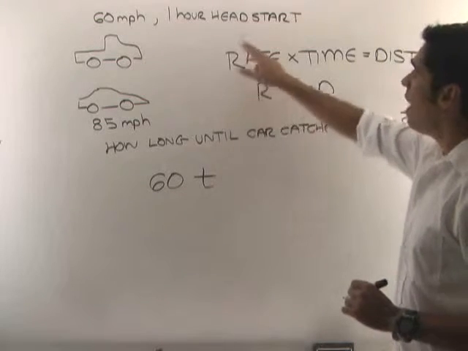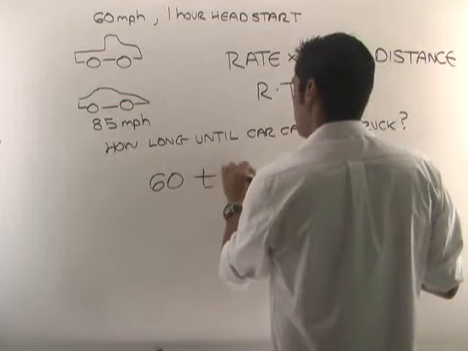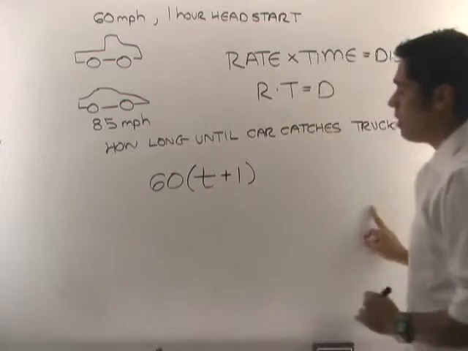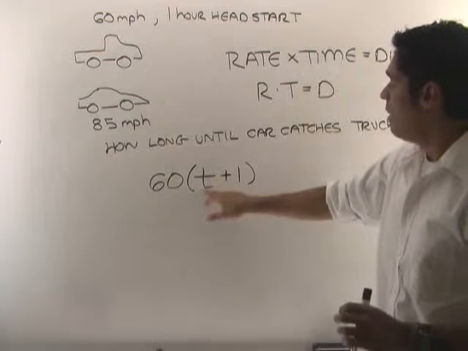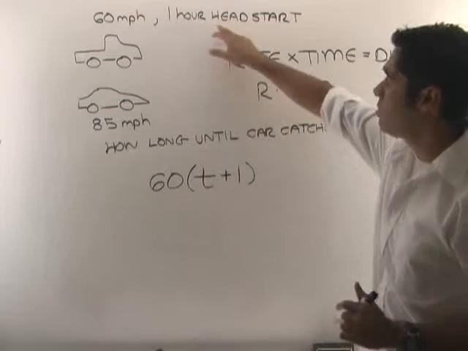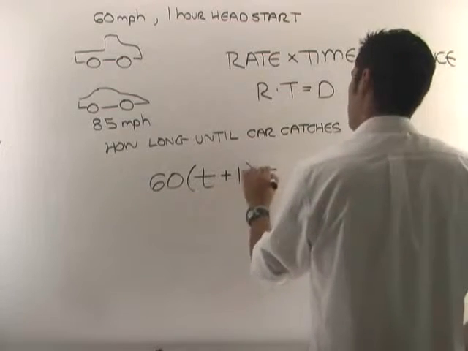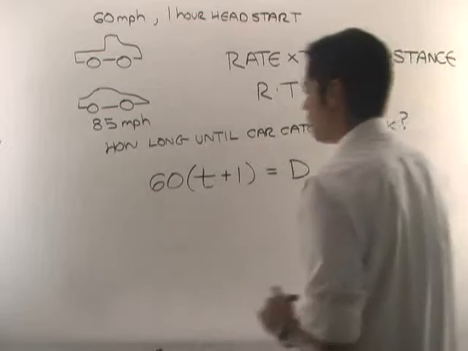Now, it also has a 1 hour head start. So that time is actually 1 hour after it started. So the time it gets caught is T plus the 1 hour head start that it had. So this is our rate, this is our time, and this equals some distance that it travels.